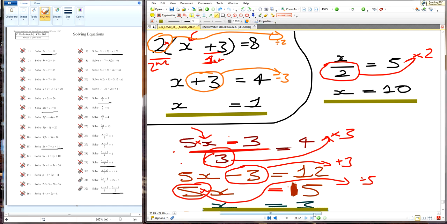Let's squeeze it at the bottom. Yummy. Okay, remember that's x equals 3. Okay, let's get back to the pen. There we go. Lovely.